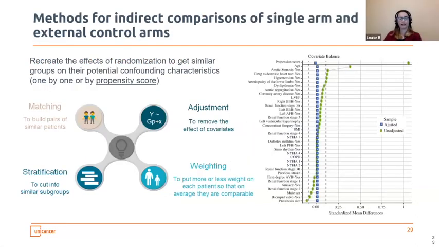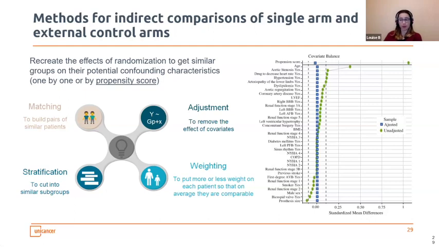Thank you. As you mentioned, there are several statistical methods to recreate the effect of randomization, to get similar groups on their potential unidentified and unmeasured confounding characteristics. And propensity score is one of these techniques. We can apply matching to build pairs of similar patients, or adjustments to remove the effect of covariates, or weighting to put more or less weight on each patient so that on average they are comparable, and also stratification to cut into similar subgroups.